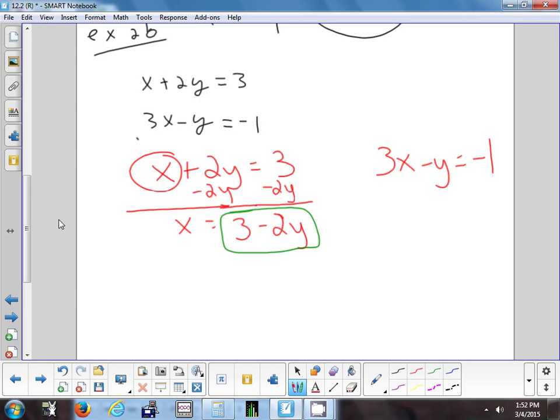Just like football, Tom Brady. You don't expect him to play the offensive line. You don't expect him to play running back. You don't expect him to play defense. He has one job, play quarterback. Just like when you substitute, this information can only do the job of x. So we're going to plug it into the other equation. All right? What's that other equation going to look like?